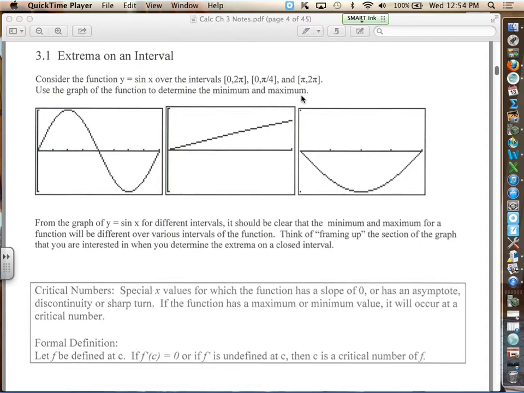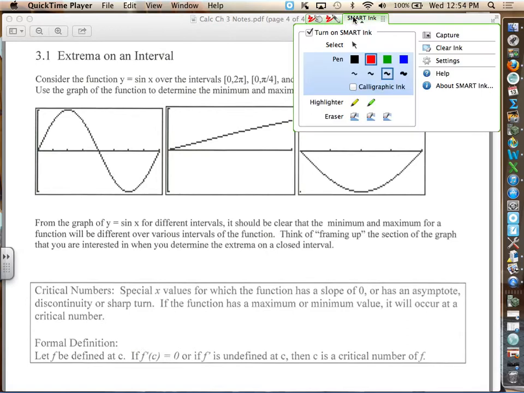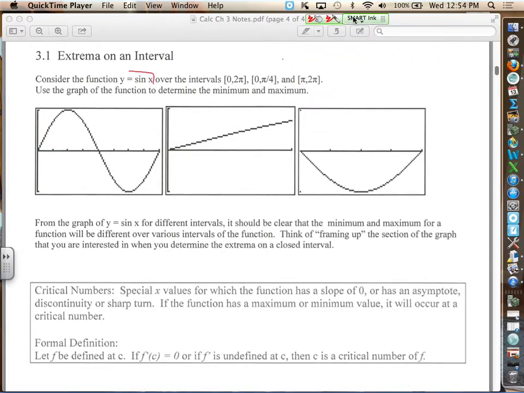All right, so for 3.1, you're trying to find extrema. Extrema are just maximums and minimums on your graph there. If you look at this first couple of graphs here, these are all the graphs for y equals sine x, but the difference is the windows that you're looking at. The first graph, we're looking at from 0 to 2 pi, which means pi would be here, and this would be pi over 2 and 3 pi over 2.